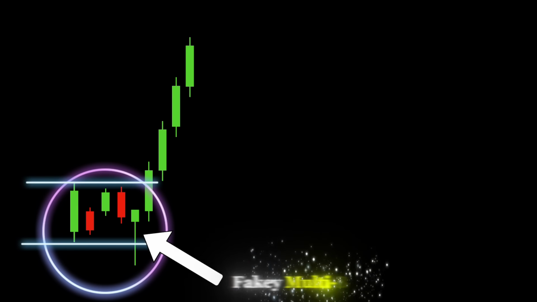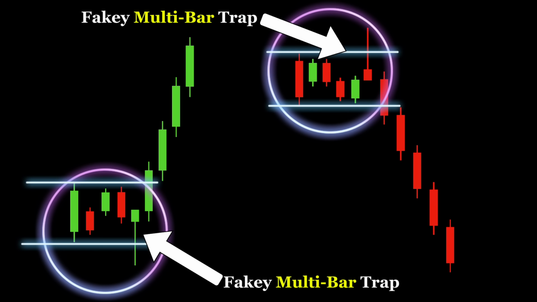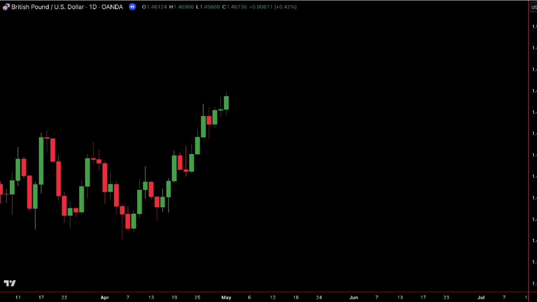The multi-bar trap. Sometimes the fakey forms after 2 or 3 small candles following the inside bar. This creates a deeper trap, giving traders more time to believe in the breakout, which makes the reversal even more painful and more powerful.